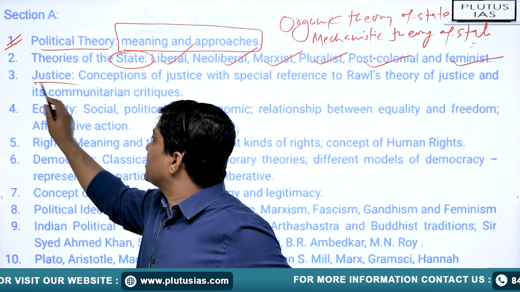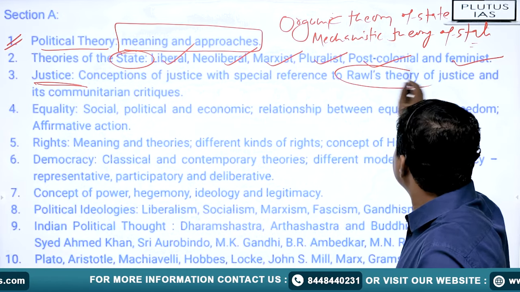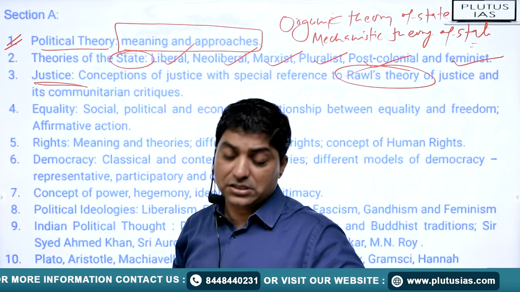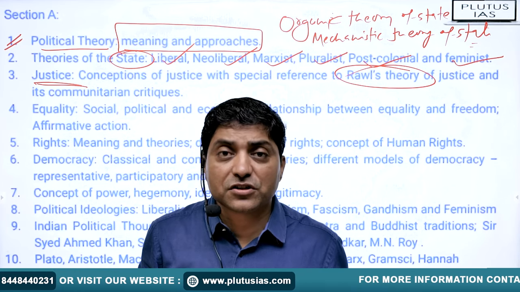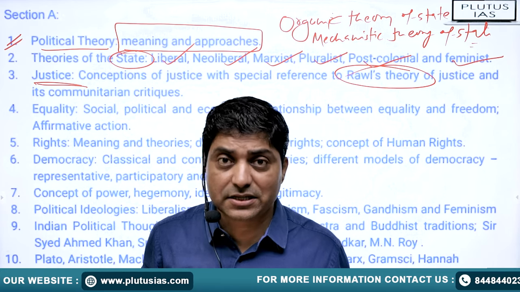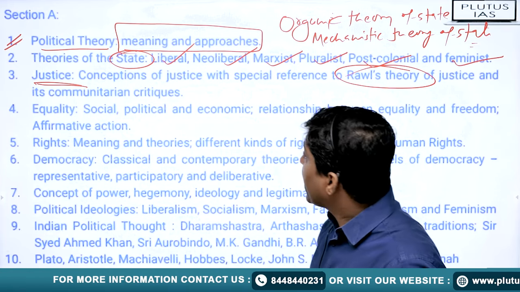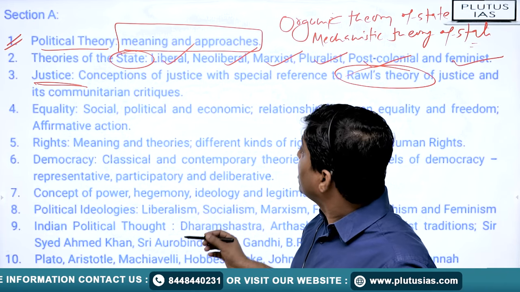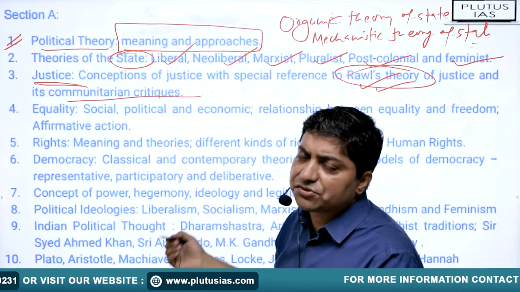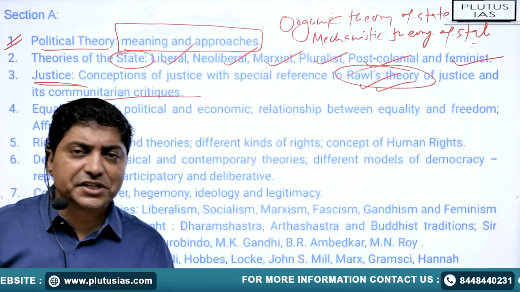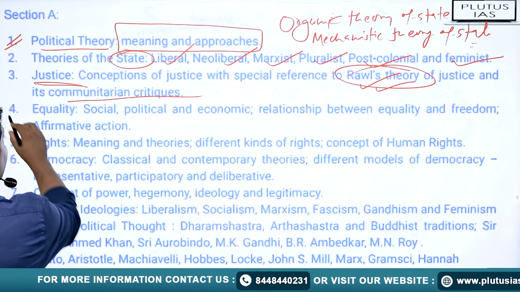Now, if you look at the concept of justice, we need to study justice with special reference to Rawls's theory. But let me tell you, the term justice starts with Plato. And Plato was the first philosopher who talked about justice in the West. And comprehensively, he discussed the idea of justice in his book called The Republic. Then Rawls's theory has been criticized by many philosophers, right? We need to study the feminist critique, the communitarian critique, and how neoliberals criticize John Rawls.